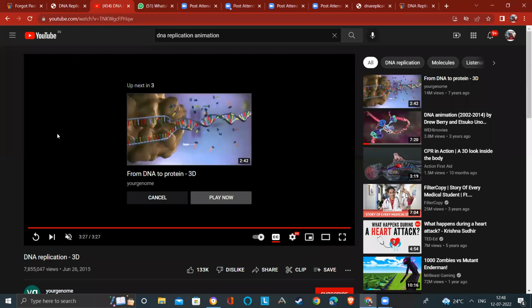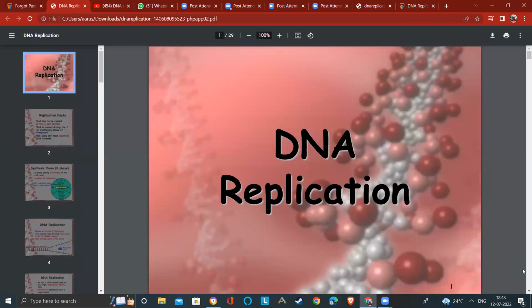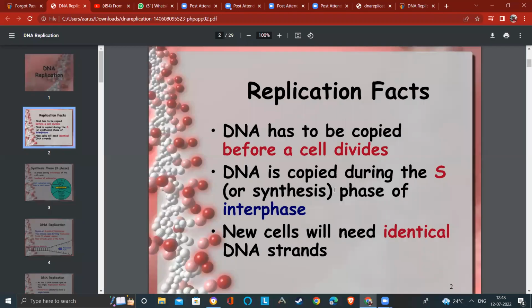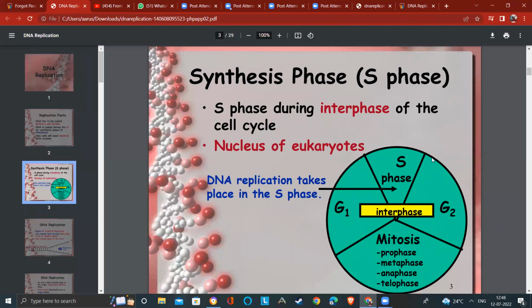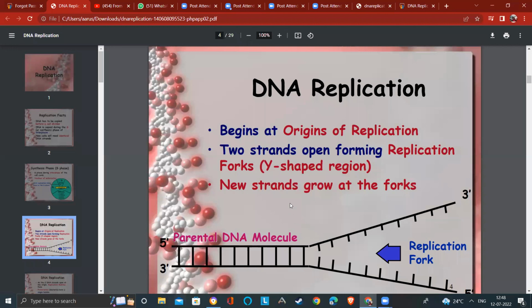As we have seen that, now let us go in depth into how this is occurring. The replication generally takes place in the S phase of cell multiplication, like in mitosis, the cell cycle. In mitosis, you have your G1 phase, S phase, and G2 phase. So this replication takes place in the S phase. In the ori region, the replication begins, the two strands open up forming the replication, and you can see the Y-shaped region, that is the fork, and the new strands grow at the fork, in this particular direction of the replication fork.